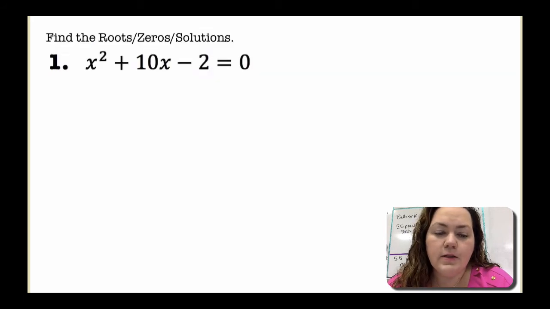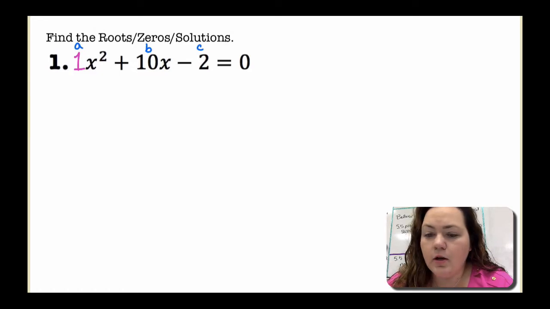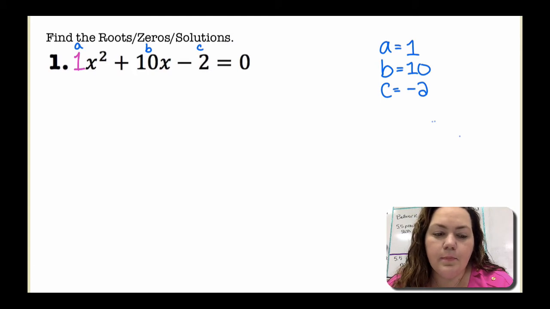Alright, so find the roots, zeros, or solutions. They all mean the same thing. So I have x squared plus 10x minus 2 equals 0. You always want to make sure that your equation is set equal to 0 and that it's in standard form, which mine is. Then I'm going to pull out the a, b, and c. Remember it was ax squared plus bx plus c. So there's a 1 in front of the x squared. That's an a. The 10 is a b, and the negative 2 is a c. I'm going to write those off to the side.